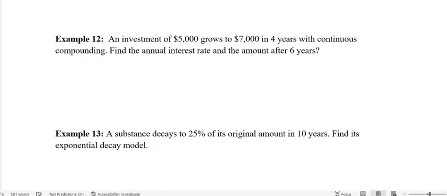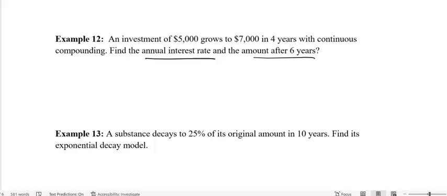All right, now for a couple problems where it'll make us think a little more. So let's take a look at this first one. You have an investment that grows from 5,000 to 7,000 in 4 years, continuous compounding. Find the annual interest rate, and then find the amount after 6 years. Two different questions there.